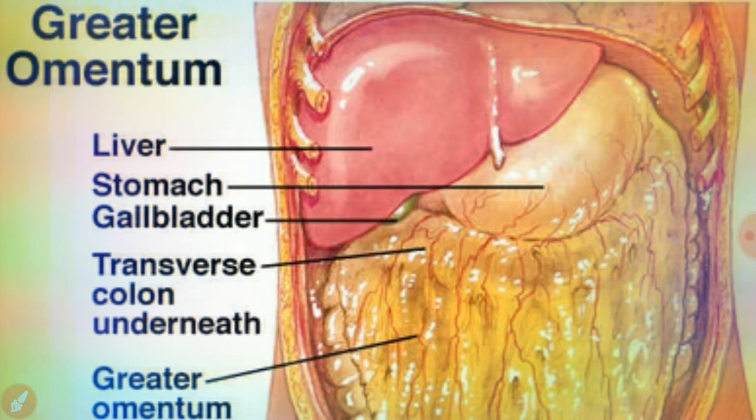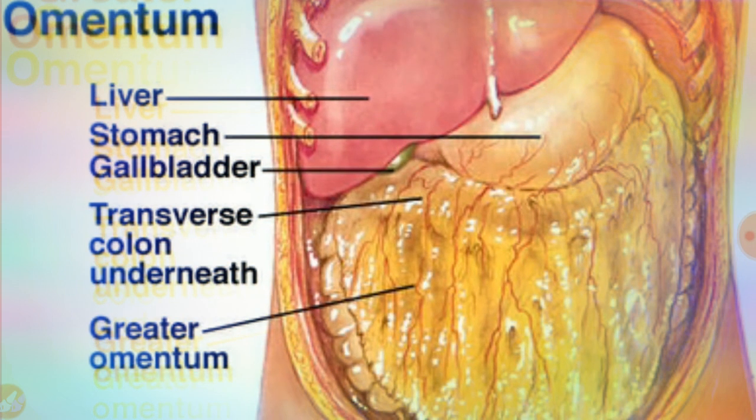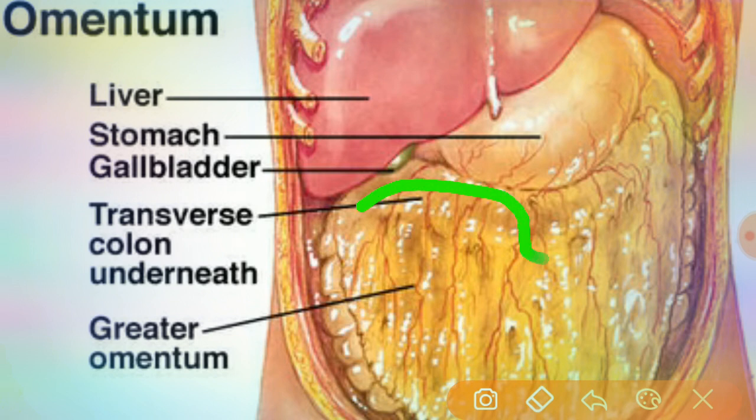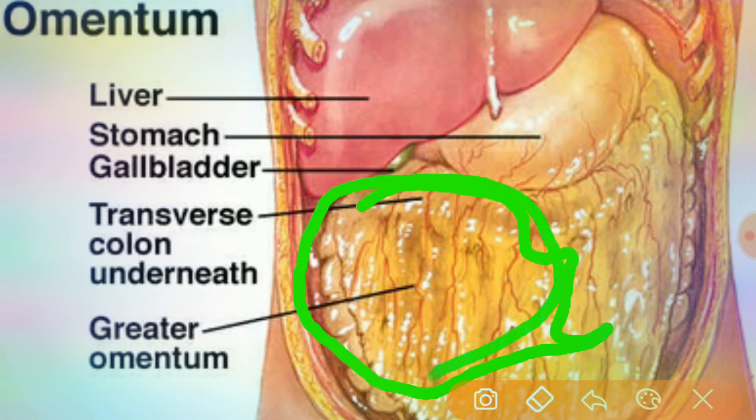See, this is the greater omentum picture. The greater omentum covers the area from the stomach towards the transverse colon. See here, there is the transverse colon underneath, and the greater omentum is present over it. So the greater omentum is covering the layer of the transverse colon.